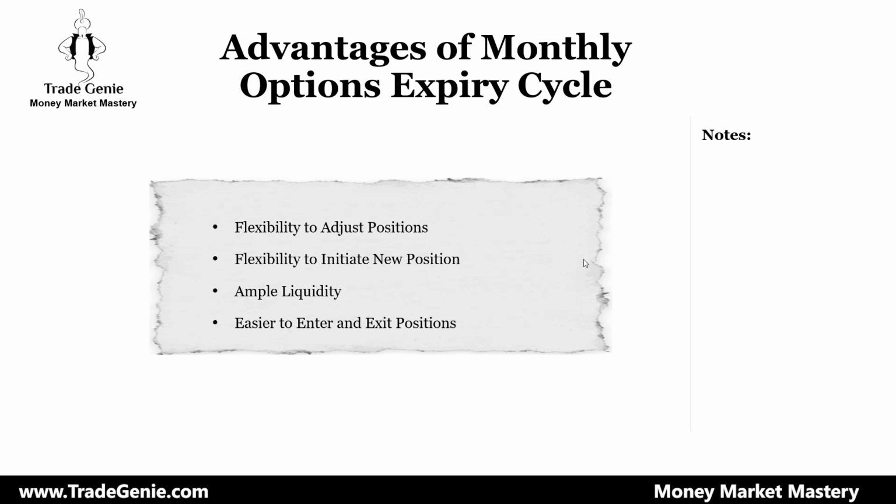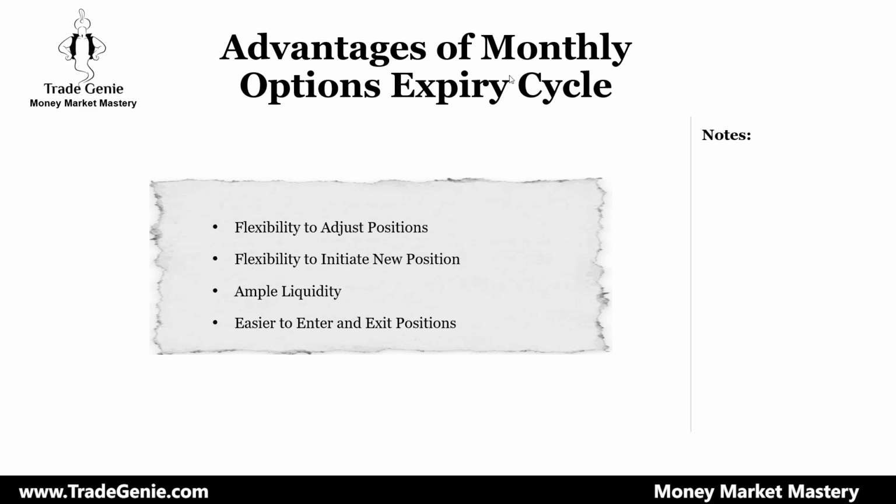So flexibility to adjust position, flexibility to initiate new positions. If you have 5 positions already open in the month of September, then you say, okay, whenever I open a new position, I will not open it in September. I will open either in October, November, or December. I'll choose one of the months. When you open the option chain, you say, oh, October is listed, or November is listed, or December is listed. So you can choose a different month.